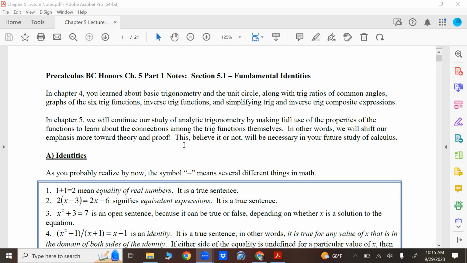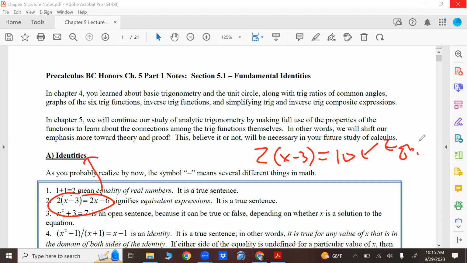Now, remember, an identity is exactly what it means. The left side is identical to the right side, right? So, for example, this right here is an identity because the left side is identical to the right side. But if I have something like this here, that's not an identity. In that case, that's just an equation, right?